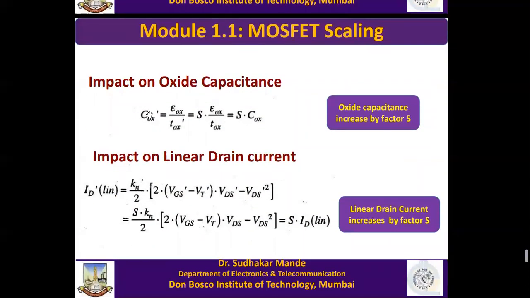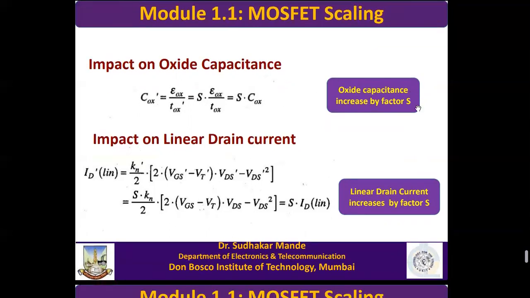What will happen to the capacitance after scaling? COX prime is the capacitance after scaling. So it increases, like in constant field scaling. In constant voltage scaling also, the MOSFET capacitance increases by factor S.